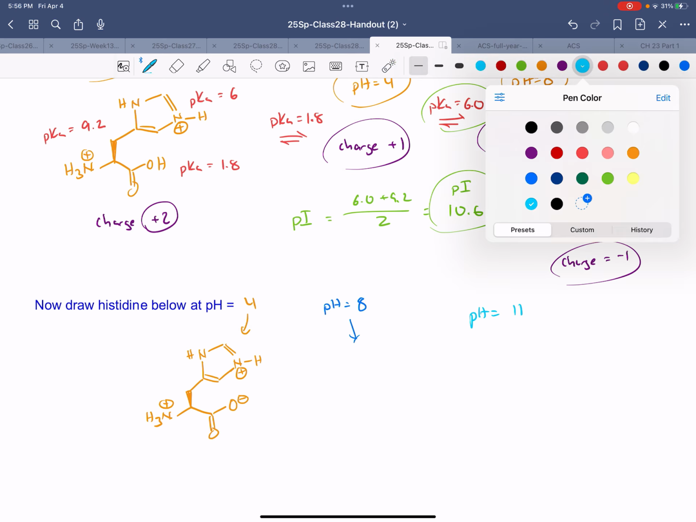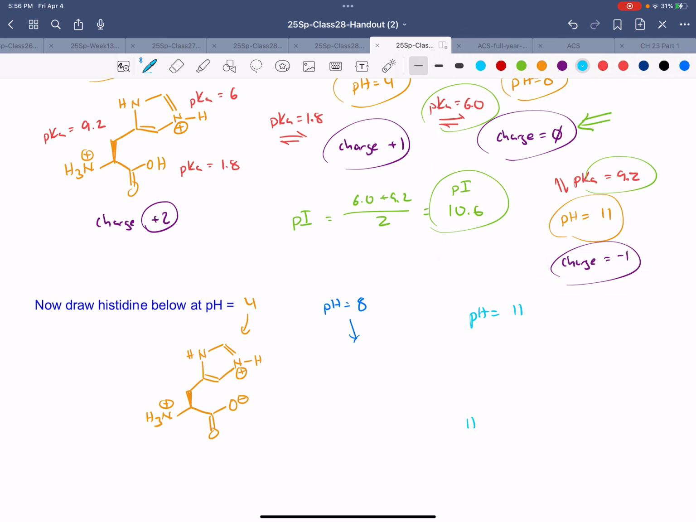When I think of very basic, or pH 11, 12, 13, and I'm above the pKa for all the groups, then I know that the amine is neutral. I know that the carboxyl group is deprotonated. And I know also that the side group now has been deprotonated. So take a look at what I'm about to draw.